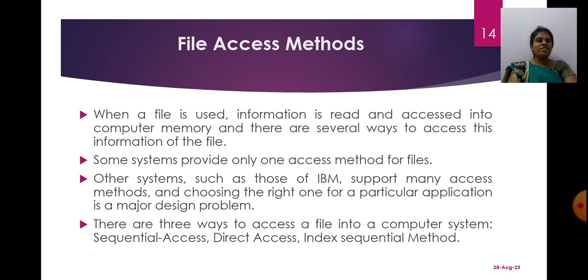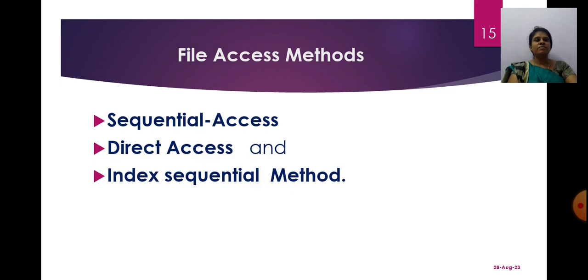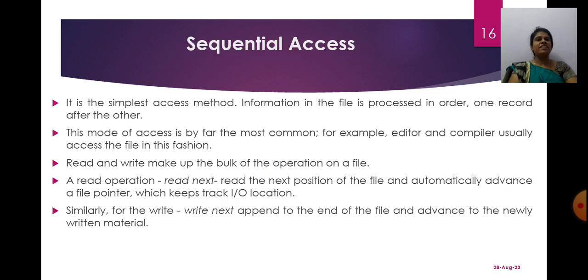That is sequential access, direct access and index sequential method. So the file access methods are sequential access, direct access and index sequential method. First we will see about sequential access. Sequential access is the simplest method. The information in the file is accessed in a particular order, that is, one by one: first record, second, then third and so on.